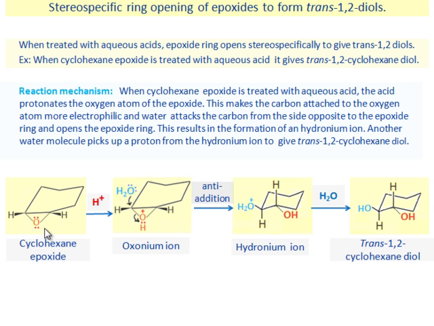When cyclohexane epoxide is treated with aqueous acid, the acid protonates the oxygen atom of the epoxide. This makes the carbon attached to the oxygen atom more electrophilic, and water attacks the carbon from the side opposite to that of the epoxide ring and opens the epoxide ring. This results in the formation of a hydronium ion. Another water molecule picks up a proton from the hydronium ion to give trans 1,2-cyclohexane diol.